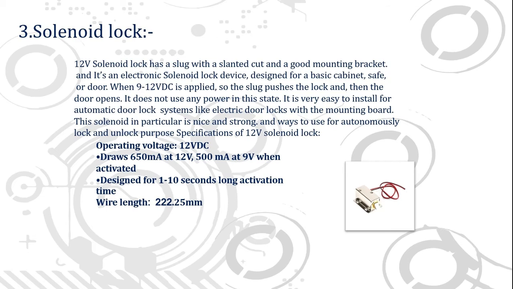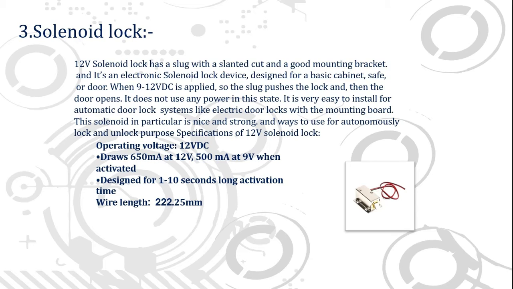The third component is the solenoid lock. The 12-volt solenoid has a slug with a slanted cut. You can also see on the right hand side a picture of the 12-volt solenoid lock, with a good mounting bracket. It's an electronic solenoid lock device designed for a basic cabinet or door. When 9 to 12 volts DC is applied, the slug pushes the lock and then the door opens.